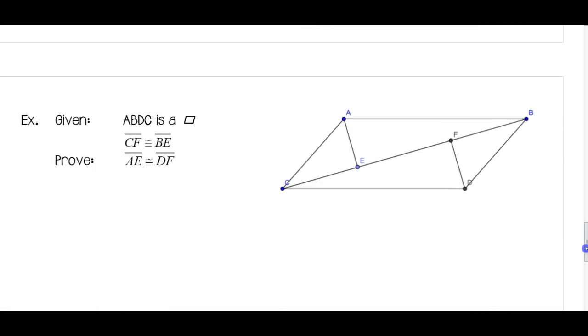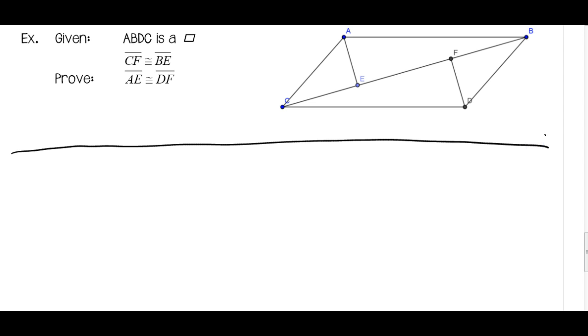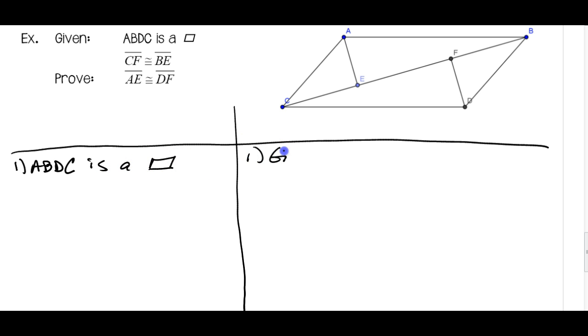Okay, so we've got a proof here. If you want to pause the video and see what you can do on your own, feel free. Otherwise, you can work through it with me. We've got that ABDC is a parallelogram. Okay, so knowing that it's a parallelogram, we have a ton of information. We've got all those properties of parallelograms that we can use to help us.